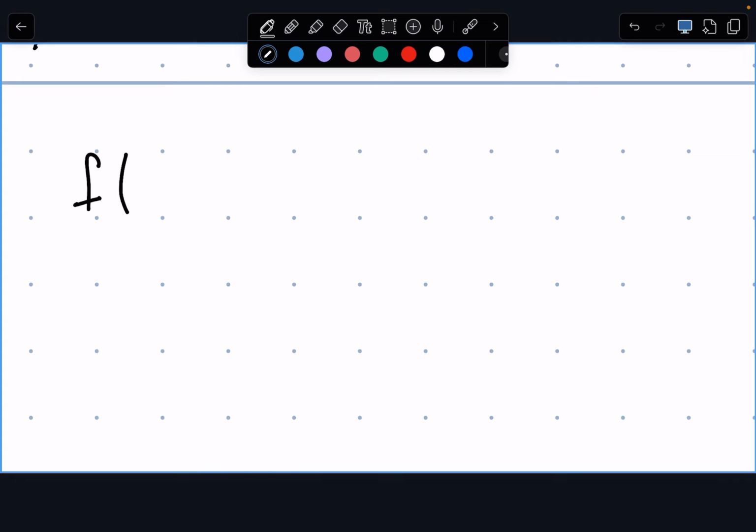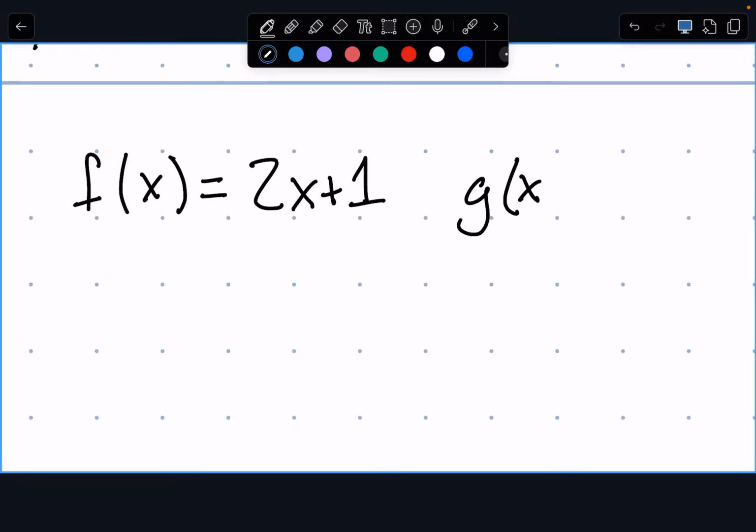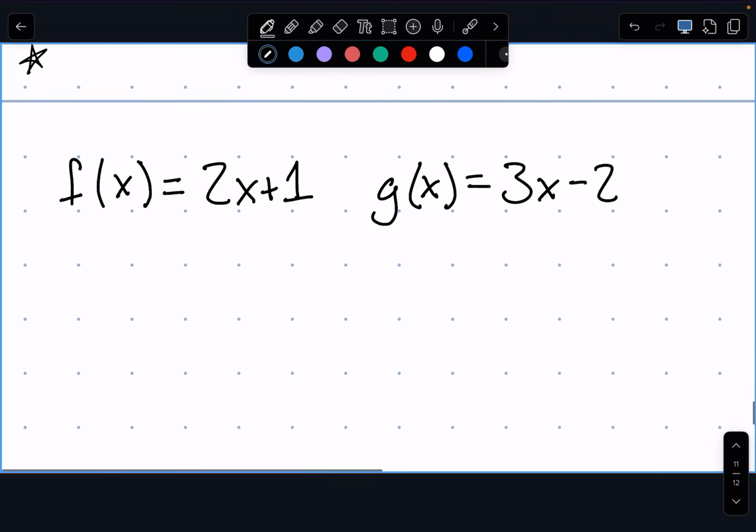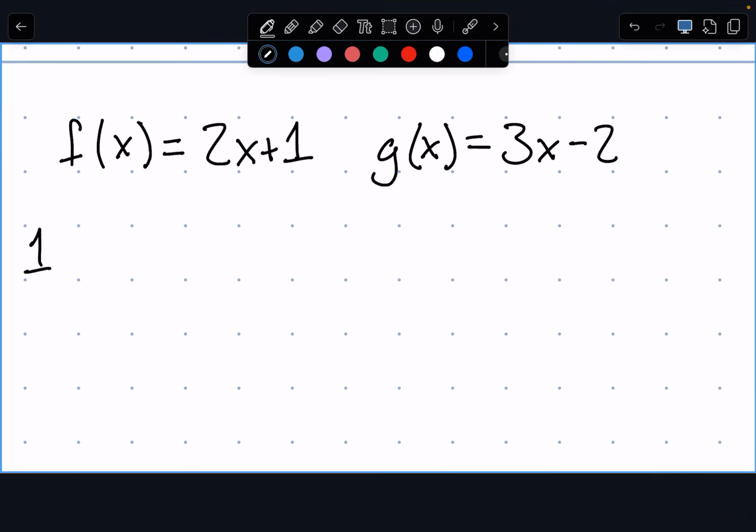I'm going to copy down my functions first, actually. So for that first section, f of x is 2x plus 1, and g of x is 3x minus 2. Okay. Number 1 is f of g of x.